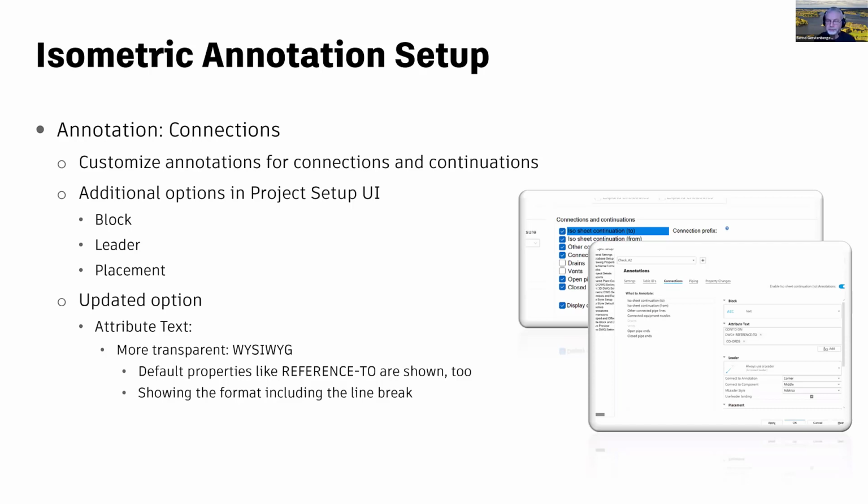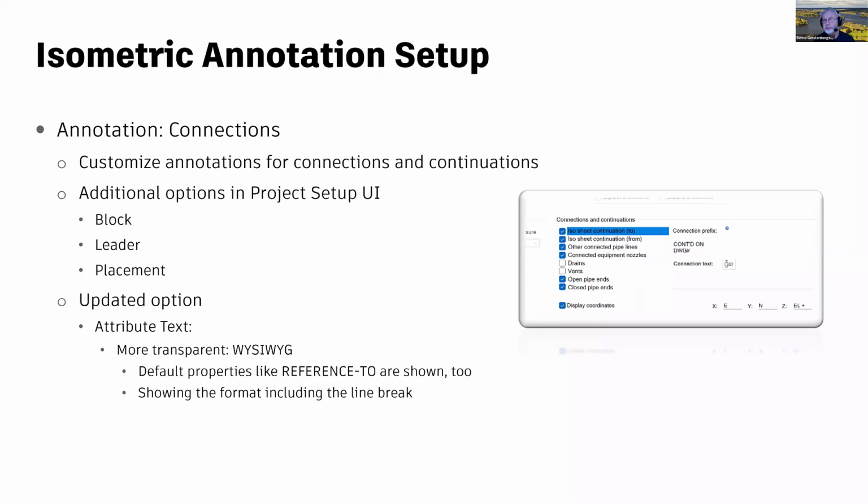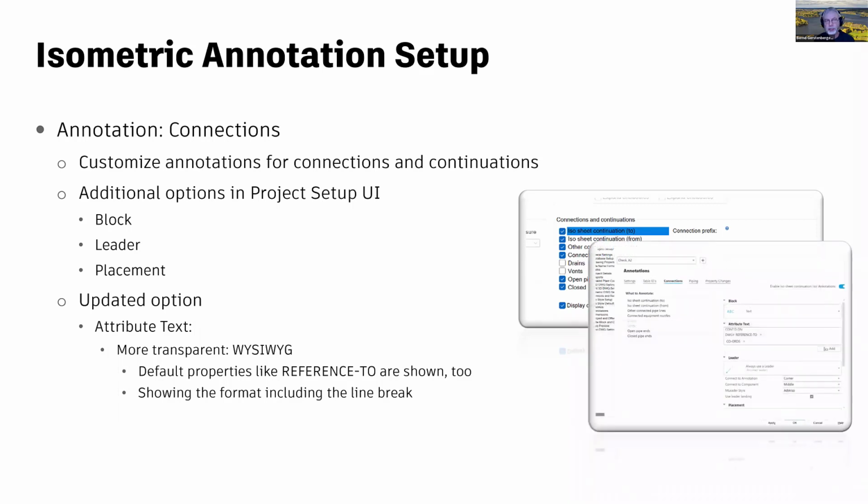For example, formerly, you see here that a reference to, which is a default property, will be shown here in 2023. Formerly, it wasn't shown. It was shown in the isoconfig XML file, but not in the user interface. Also, the format will be shown by including the line break here.